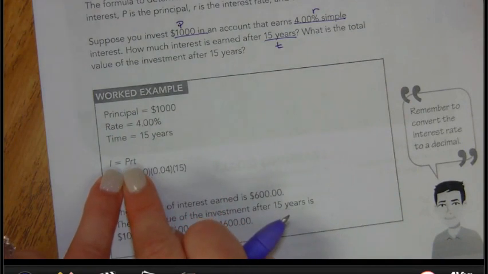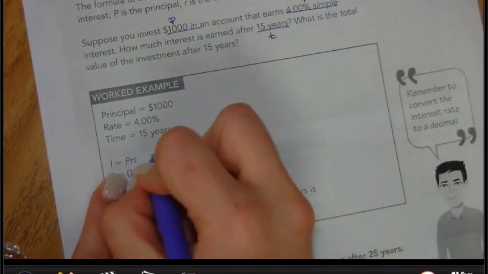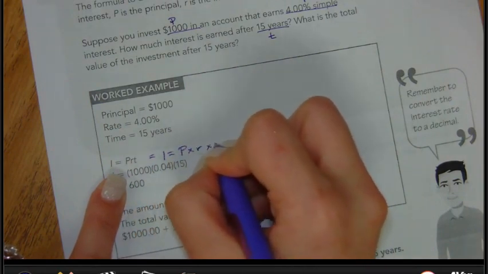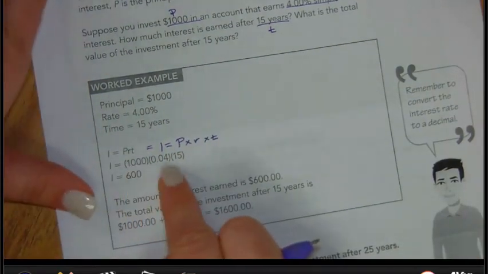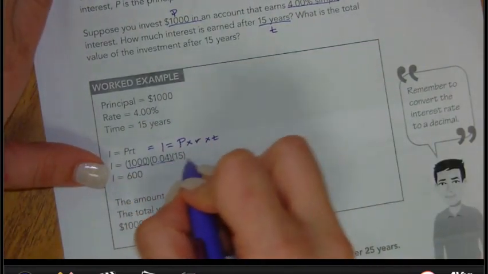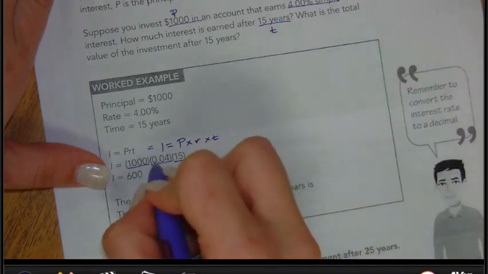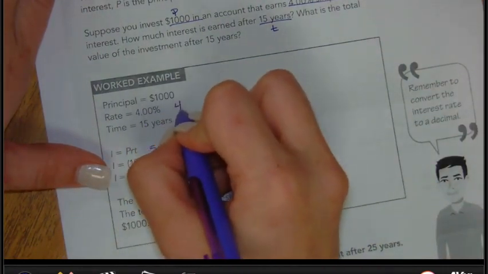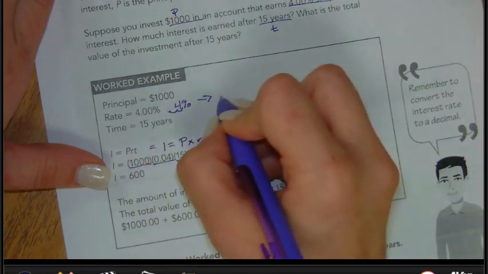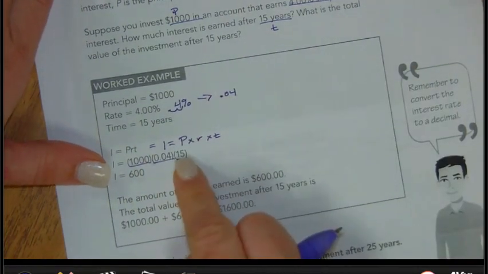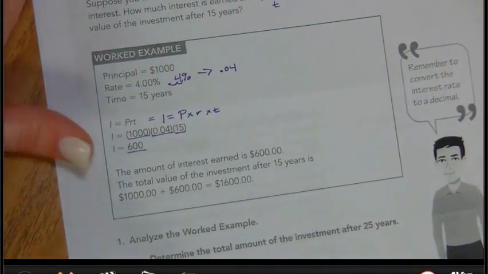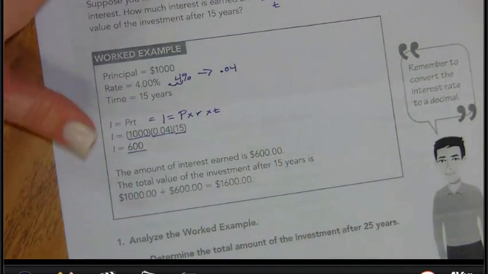So I'm told to do I is equal to PRT, which is the same thing as I is equal to P times R times T. I'm multiplying all three of these numbers together. So they did 1,000 times 0.04 times 15. Well, why is it 0.04? That's because 4% as a decimal is 0.04. Times 15, and they received that my interest is $600.